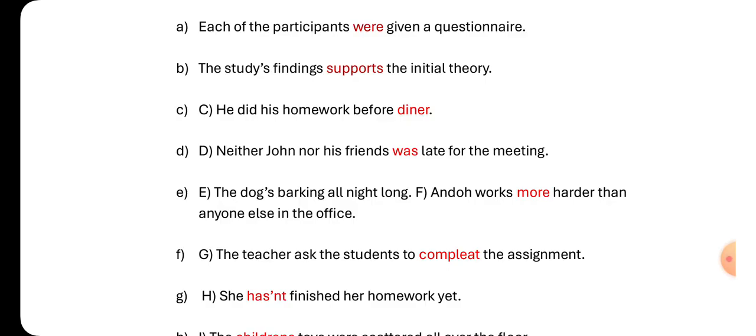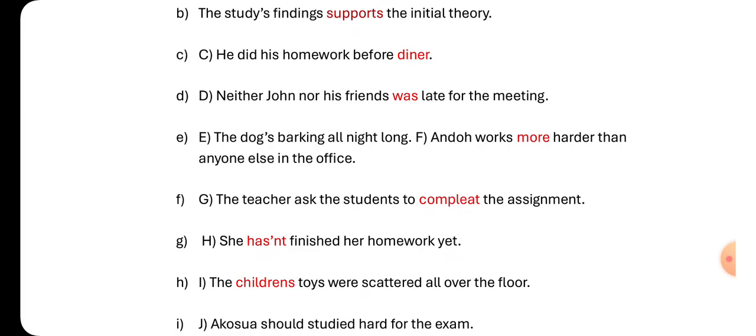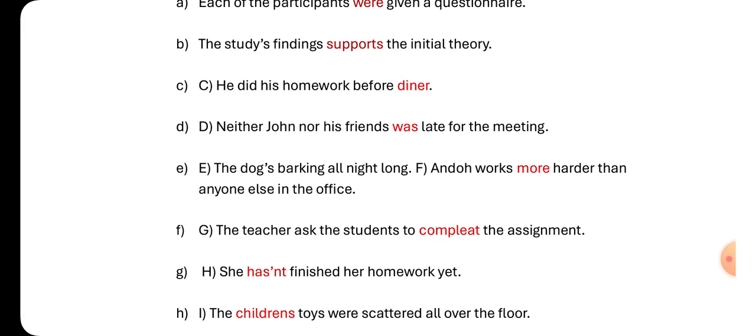So anytime they give you errors, they don't expect you to identify the type of error, but they will expect you to rewrite and correct the errors. Do you get it? So only rewrite the answers, and that's how they want it. So let's look at this one, D. We did it. Neither John nor his friends was late for the meeting. We solved this. Drop the answer if you know, because I've already done this with you. Subject verb agreement. Neither John nor his friends was late for the meeting. So what is the answer for D?